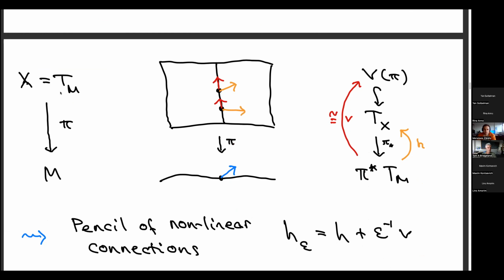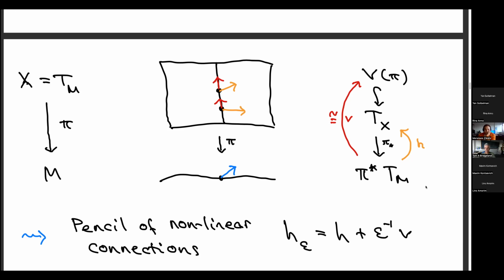I want to take the total space of the tangent bundle of M and its projection down to M. Then I can think about the tangent space to X, and of course, I can take the derivative of this projection. That gives me a map down to the tangent space of M, except I should pull back so that everything is on the same space. The kernel of this is just the vertical tangent directions. Here's X, it's projecting down to M, and these red arrows are vertical tangent directions.